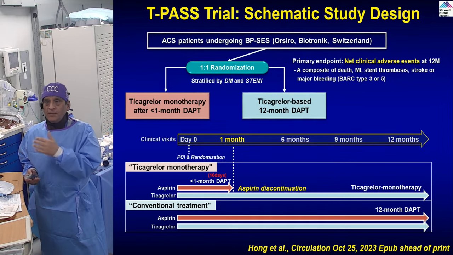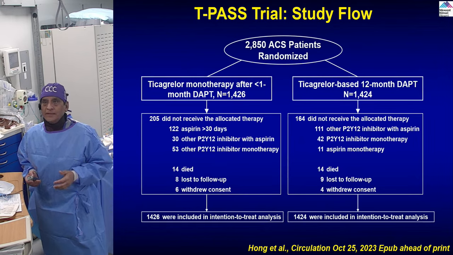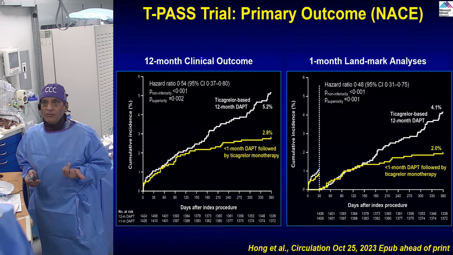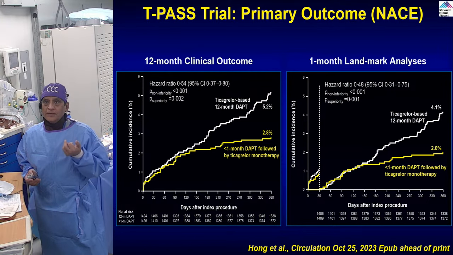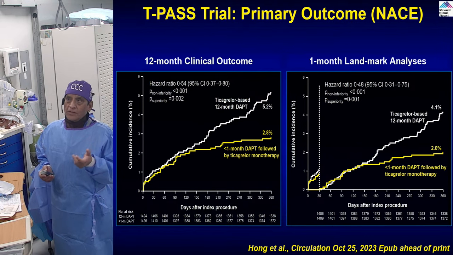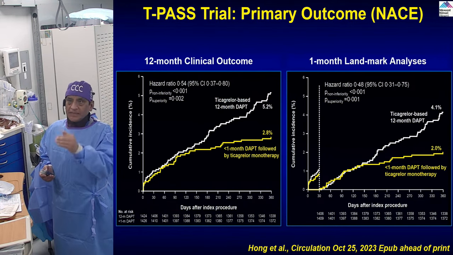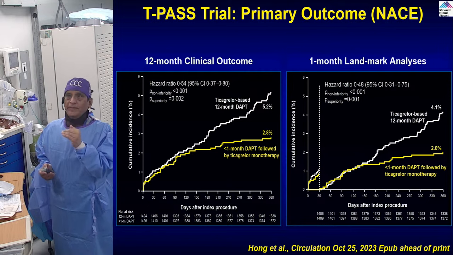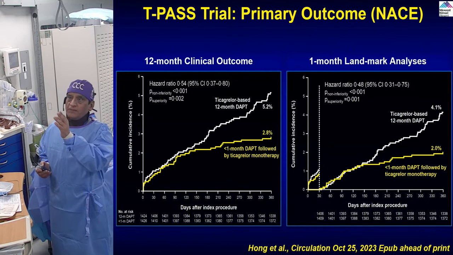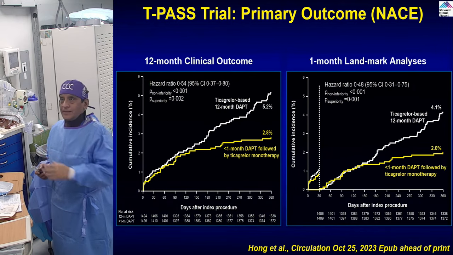Ticagrelor monotherapy versus continuing both, with usual follow-up and 12-month clinical outcomes. The cumulative incidence of the outcomes, which include major bleeding, death, MI, and revascularization, was clearly significantly lower, and the difference was not only at 1 month, even in the landmark analysis further.